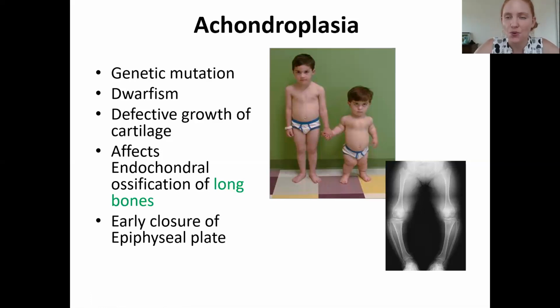Okay, so key point here. For endochondral ossification, you make hyaline cartilage first, and then you turn that into bone.